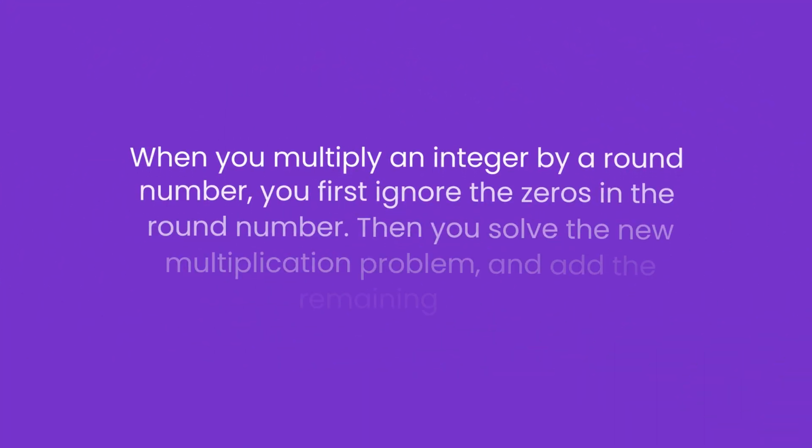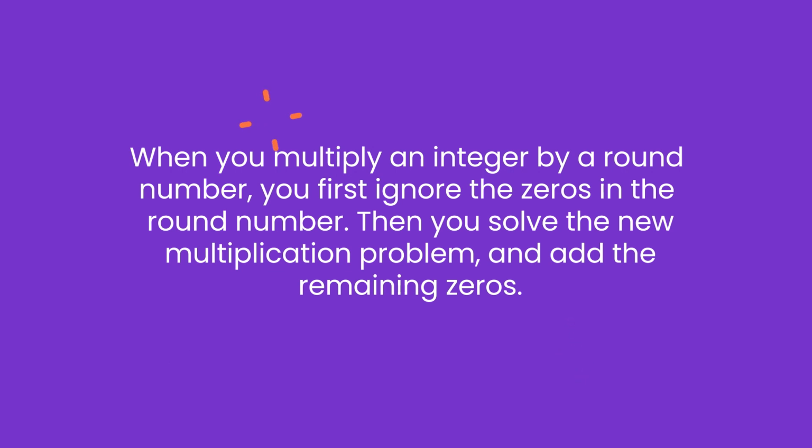When you multiply an integer by a round number, you first ignore the zeros in the round number. Then you solve the new multiplication problem and add the remaining zeros.